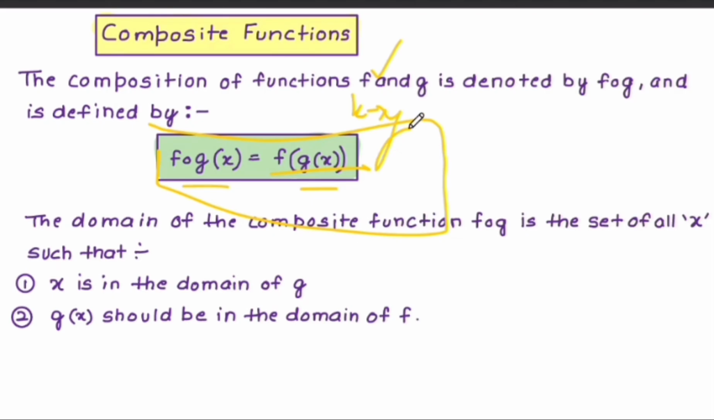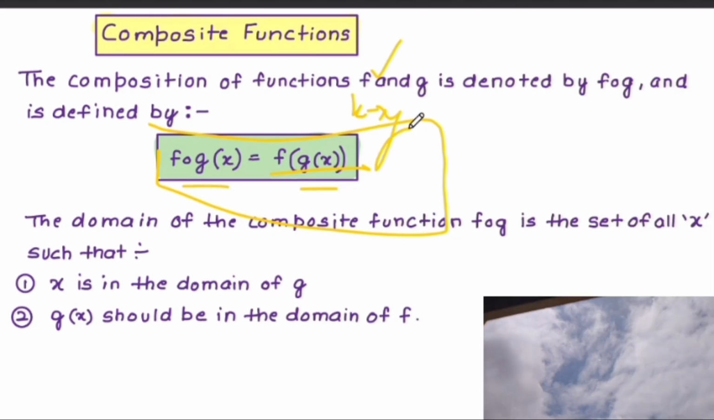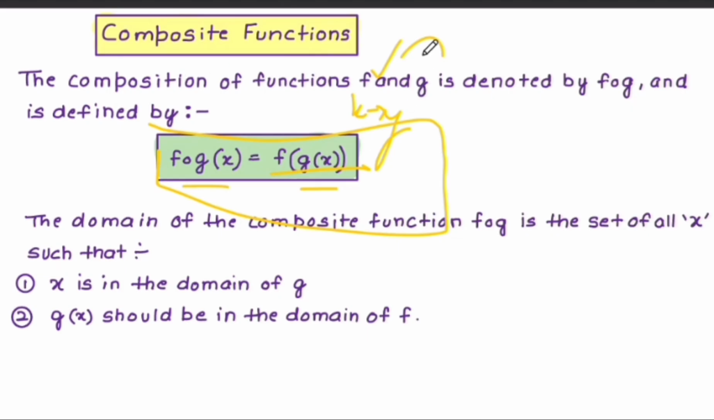If the function g is defined from x to y and I am asked to write a composite function f of g, that means my f will be defined from y onward. So my g should be in the domain of f. Actually, I defined g as x to y, not f. It was my bad. No, I'm defining g as x to y. So my x is in the domain of g. So when I'm defining a composite function, my g will be in the domain of f.